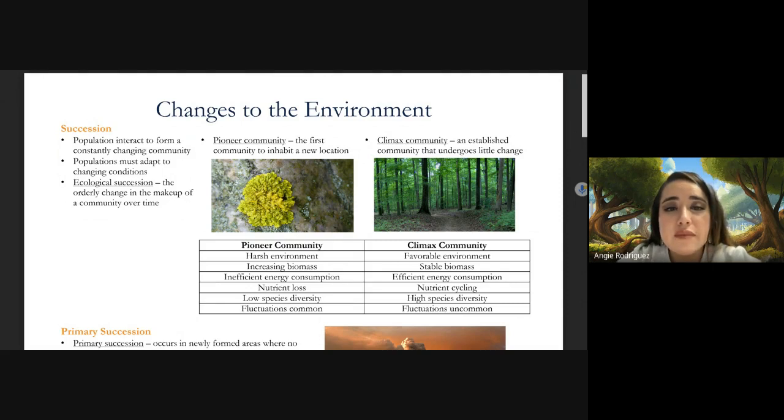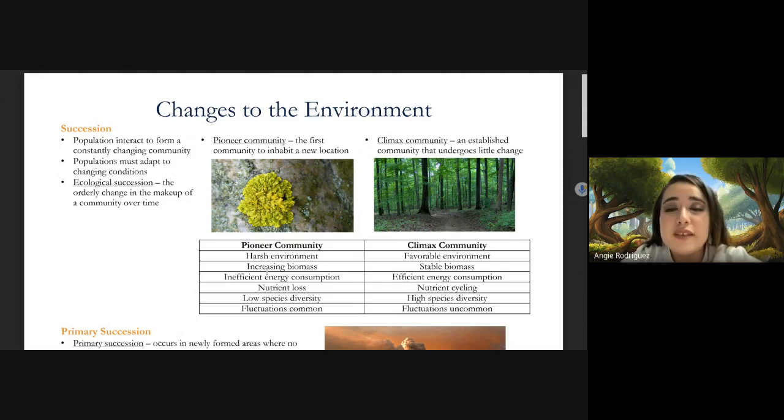So anytime that we're going to be starting up a new community, guys, we need to have our pioneer species or a pioneer community. So this is the first type of plants or first type of living things that are going to show up after the natural disaster or the event that caused the ecological succession, whether that be primary or secondary. So in a pioneer community, usually you're going to start in a very harsh environment, meaning there might not be enough soil or no soil at all.